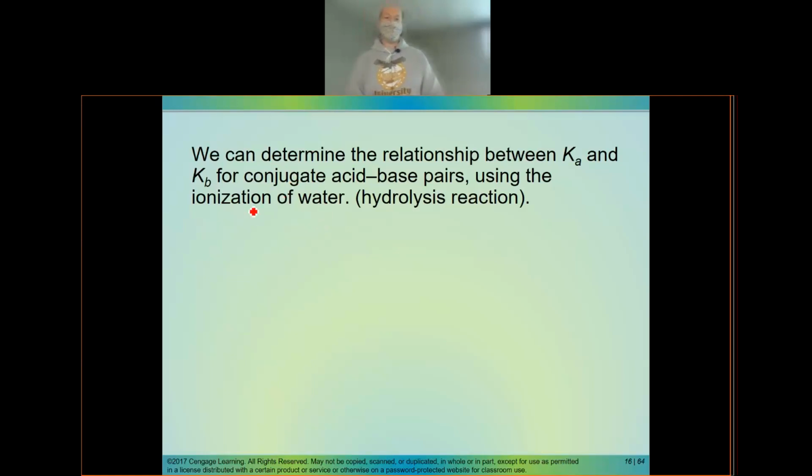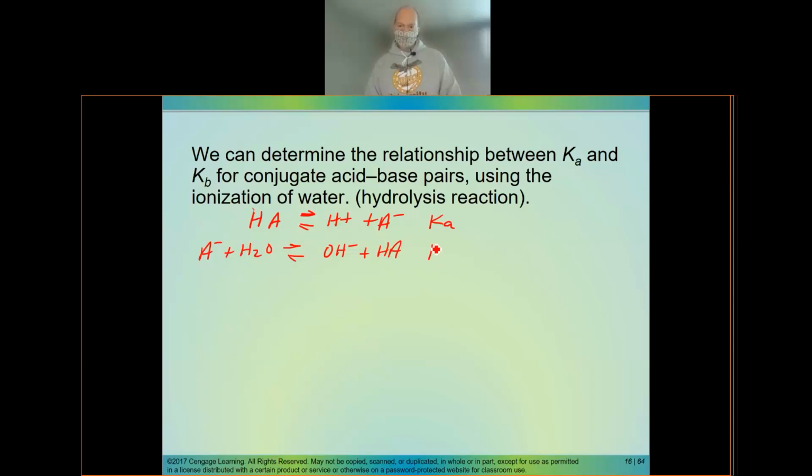All right, so here's another reason why I use the generic A minus for the base. So I'm going to write my Ka reaction, and that is HA goes to H plus and A minus. So that's my Ka reaction. My A minus plus H2O gives OH minus and HA. That's the Kb reaction. So those are the only 2 reactions that you will need, Ka and Kb. It doesn't matter what the weak acid is. Doesn't matter what the weak base is. There's the reaction for Ka. There's the reaction for Kb.